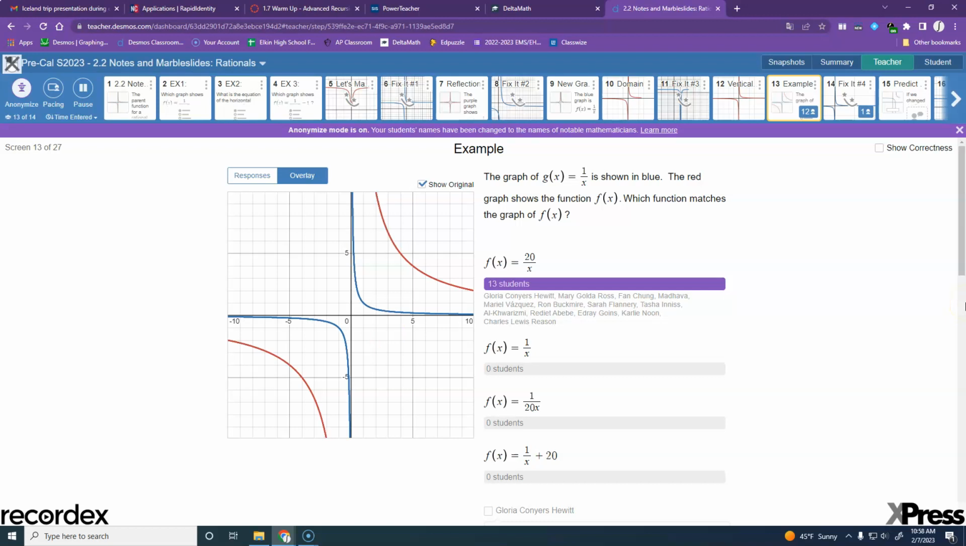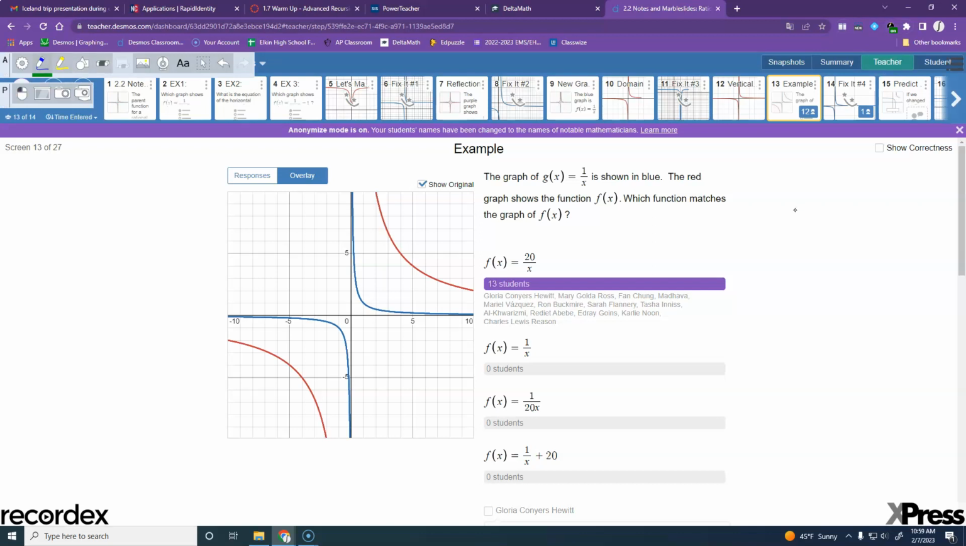This is important because there will be a quiz question that will look a lot like this, and it'll ask you to give me the equation of that red graph. It's a little hard to think about just picturing it. But here is something you can always do.